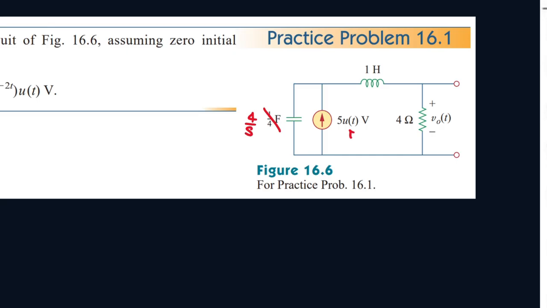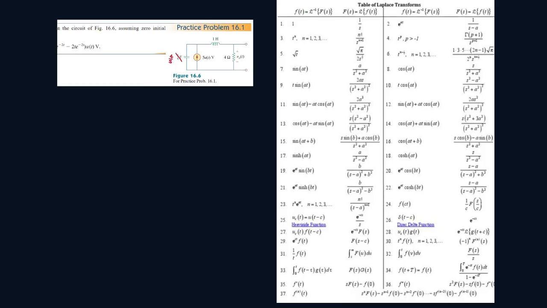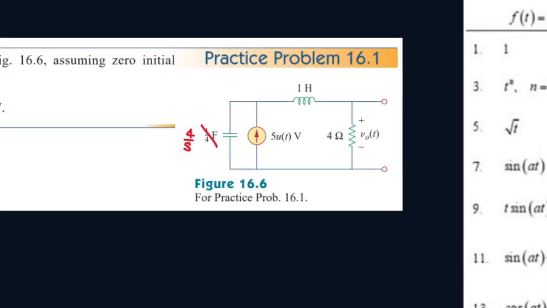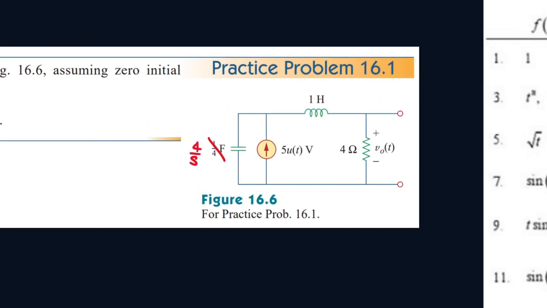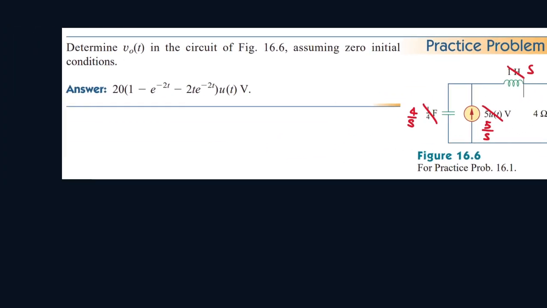For this current source, it's 5 times the unit step function, so we just follow this one. And we see C is 0, so it's going to be 1 over S. So it's just going to be 5 times 1 over S. For the inductor, it's SL, so it's just S. Okay, so now that we have all the information we need, I'm going to redraw the circuit down here.